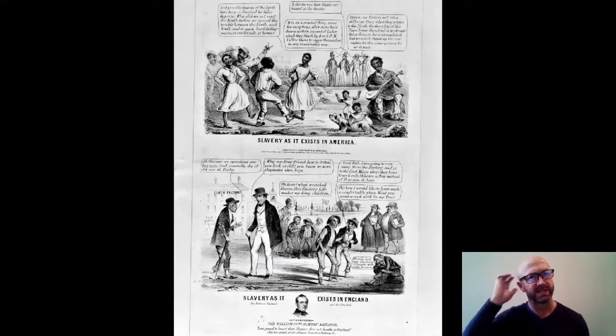I hope you'll actually look this up. I'm not going to spend any time looking at it, but you can find these everywhere so that you can actually read what the verbiage says in this. This is an anonymous work. It's not really an artwork. It's just part of visual culture called Slavery as It Exists in America, Slavery as It Exists in England.